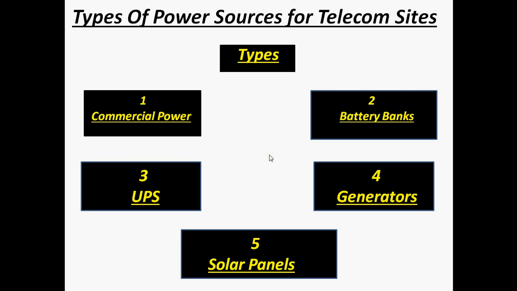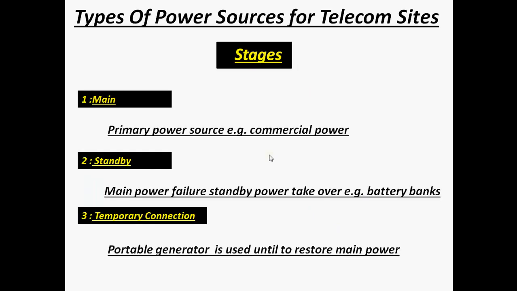Here are five types of power sources used in a telecom site. These sources can differ from country to country. So these types are: number one is commercial power, number two battery banks, number three UPS, number four generators, number five solar panels.